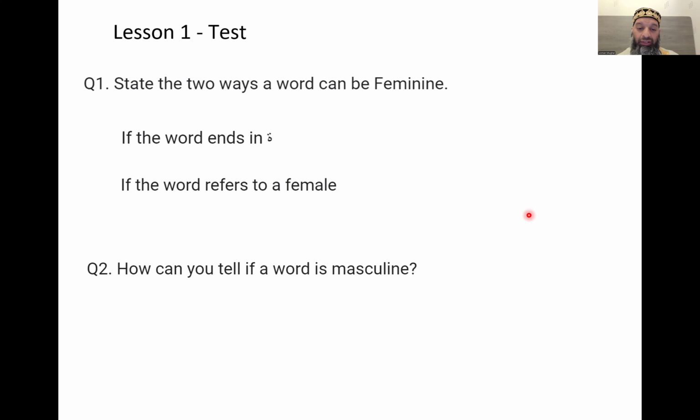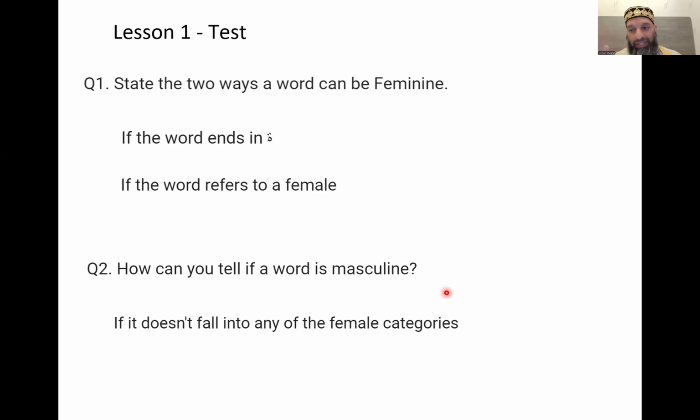How can you tell a word is masculine? The way you can tell a word is masculine is if it doesn't fall in the female category. If it doesn't fall in the female category, then it's a masculine word. So everything else is masculine. Bear in mind, there are a few more feminine categories we haven't done. They're a very small amount, and we will do them in level 2, inshallah.